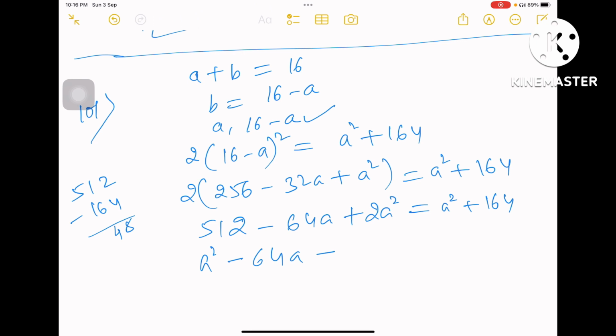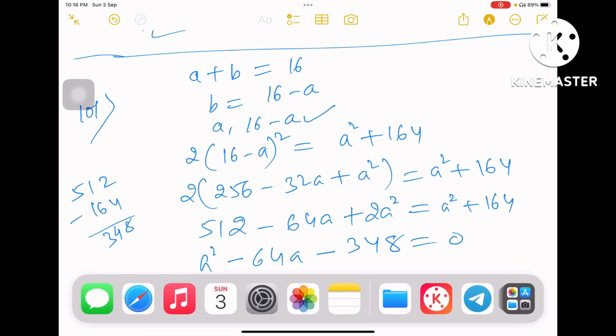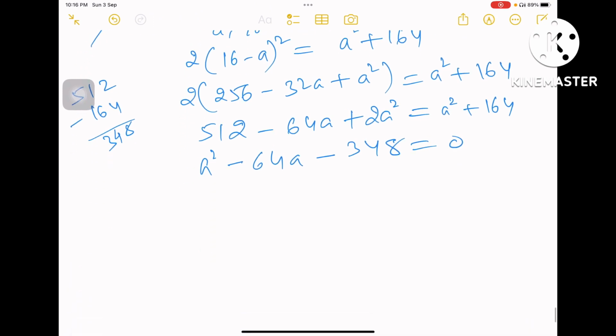And 4 minus 1, 3. So 348 equal to 0. Now split 348. It's actually plus 348. We have to split this middle term into two numbers such that their sum is 64, the product is 348. So we'll take the factors of 348 here.